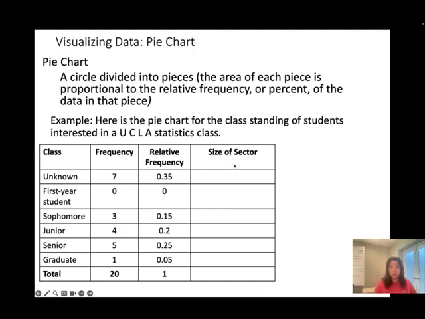Now I need to calculate the size of a sector. So this is the pie chart. For the circle, we have 360 degrees. We're going to use the relative frequency times 360 degrees. So that will be 126 degrees. I want you to try to calculate the size of the sector, and then add it all up to see what you get for the total.